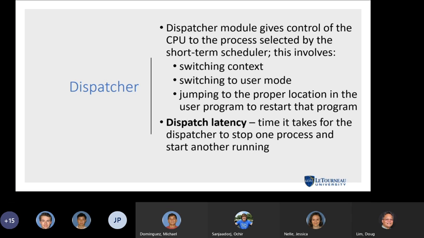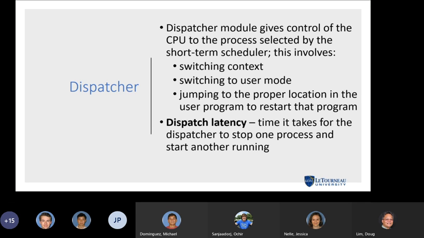Once the context switch has completed, you can see that the dispatch work is done in kernel mode for the most part. And then we jump to the proper location for the currently running process. As it comes in, it jumps to the proper location in its program to restart the program after its state has been restored. And then a key number involved with this is the dispatch latency.